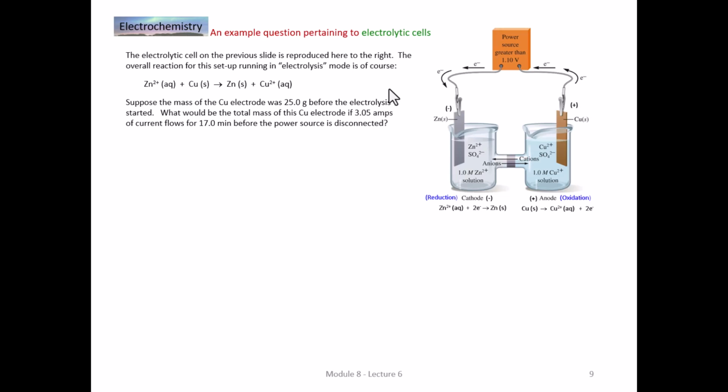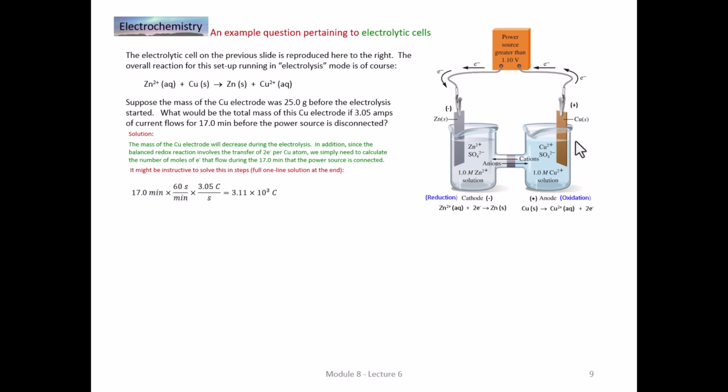Now we expect, remember, the copper electrode to decrease in mass, because when we connect this to a power source and run this as an electrolytic cell, copper metal oxidizes to copper 2+ ions. So we'd expect copper to lose mass. So we're trying to figure out what the mass of copper will be after this much current flows for 17 minutes. Well, we're going to look at the solution in steps. And then at the end, we'll try to do it all in one step.